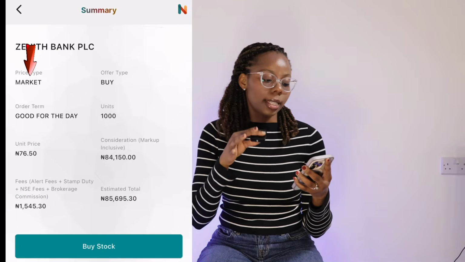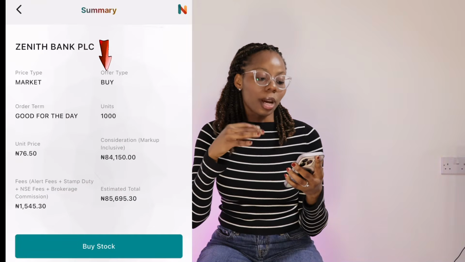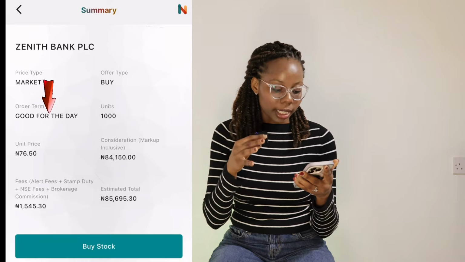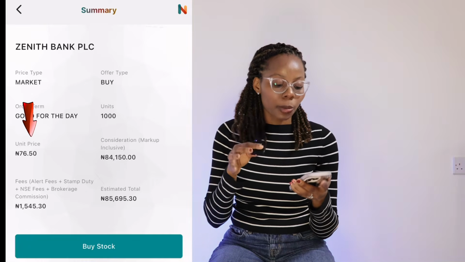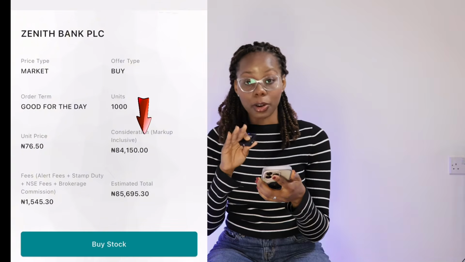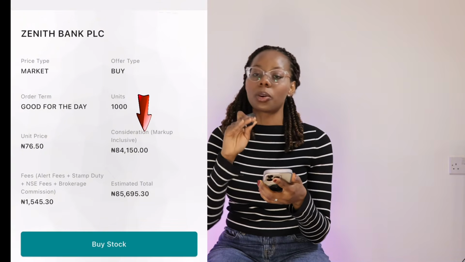So it tells you that this is a market order, you are buying the order, and it is good for the day. You are buying 1,000 units at a unit price of 76.5 naira, and we can see the consideration markup inclusive of 84,150 naira. If we were buying at a limit price, or if we are placing a limit order, this consideration would have been 76,500 naira, which is 1,000 times 76 naira 50 kobo. This is because we are setting the price we want to buy these shares at.